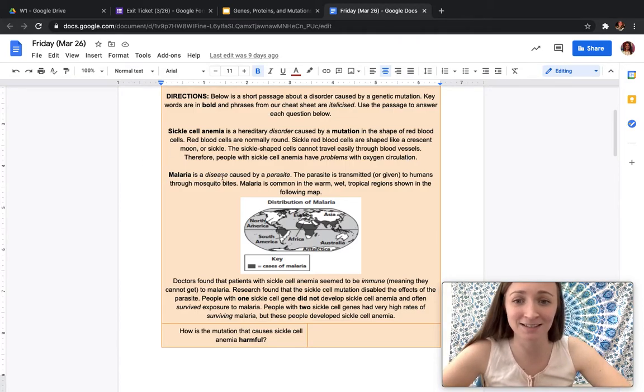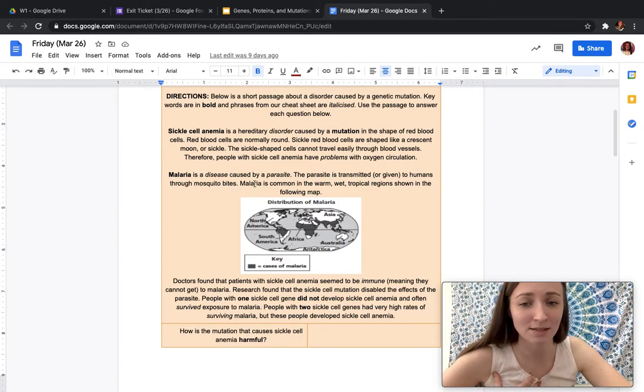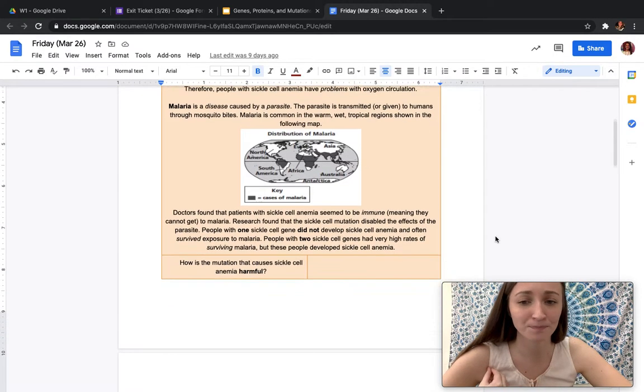Malaria is a disease caused by a parasite. The parasite is transmitted, or given, to humans through mosquito bites. Malaria is common in the warm, wet, tropical regions shown in the following map. So over here where it is super dark, like in Africa and parts of South America, those parts that are shaded dark, that's where you see a lot of malaria, a lot of that disease pop up.